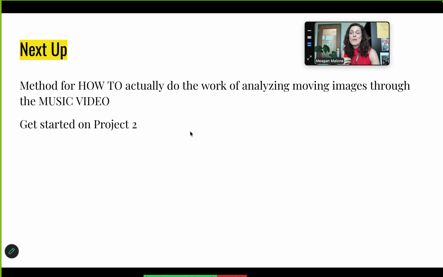So next up, I'm actually going to show you the method for how you do this analysis, and you're going to do it in real time. So you should lock in, pay attention, and get ready to write down some notes and get started with your project too.